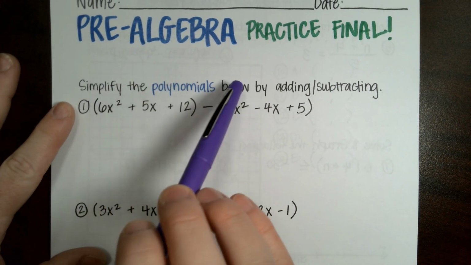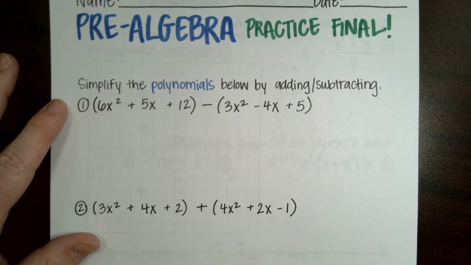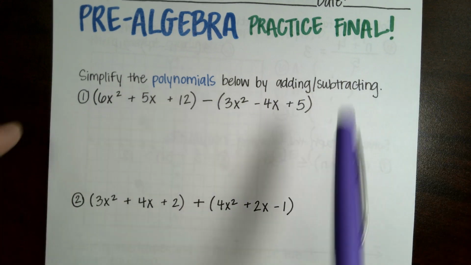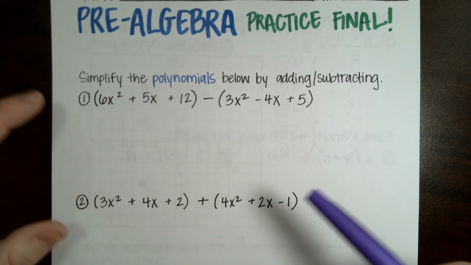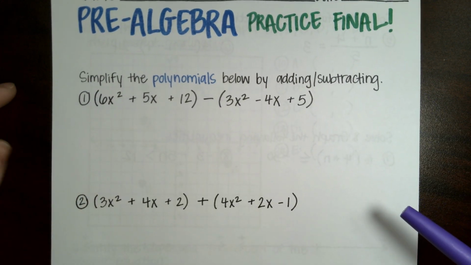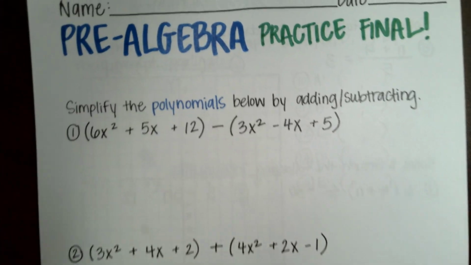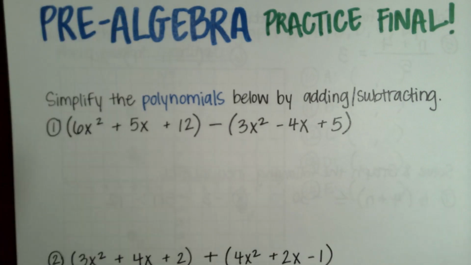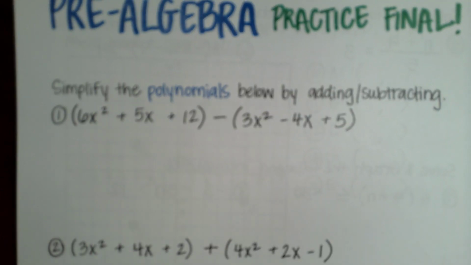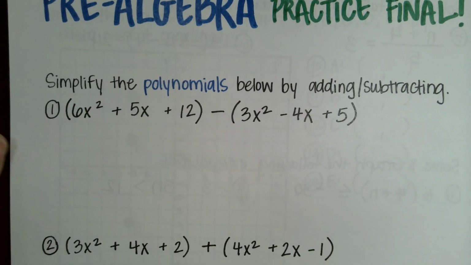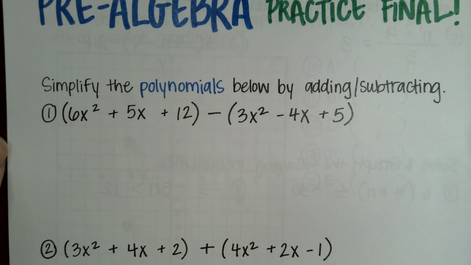We've got polynomials. Okay, so your directions are going to tell you to simplify these polynomials by either adding or subtracting. So if we look at, let's do number 1 first. Number 1, is this an addition problem or a subtraction problem? It's subtraction. So do any of you remember when we are subtracting a polynomial, what do we need to do first? This is something we only do with subtraction.